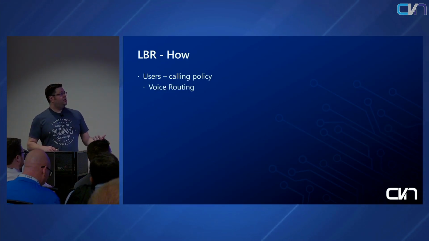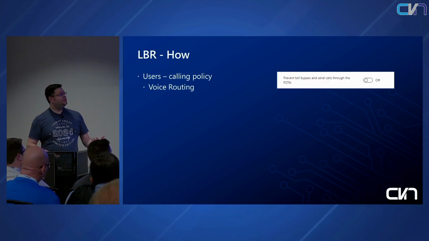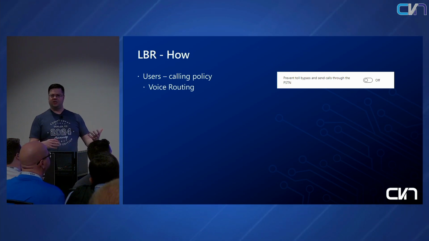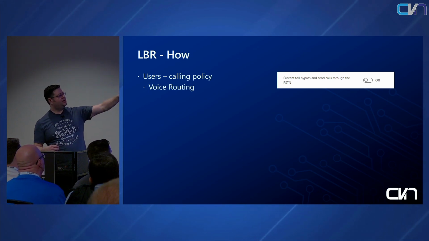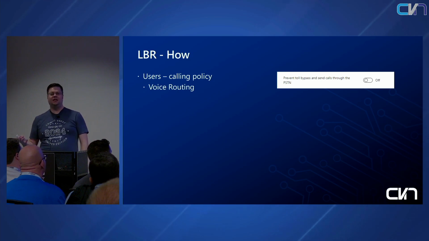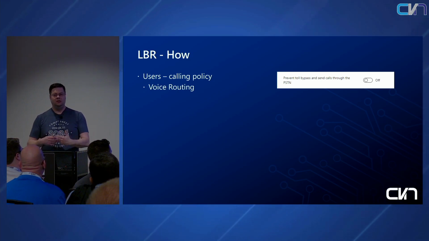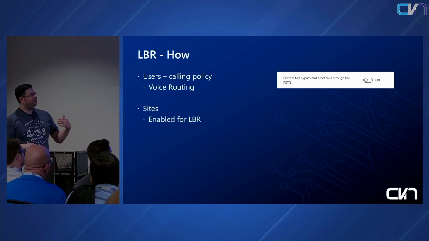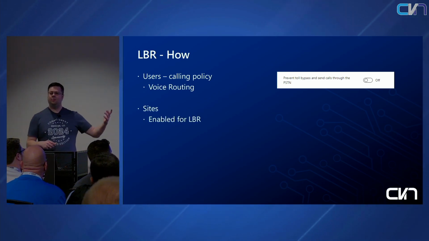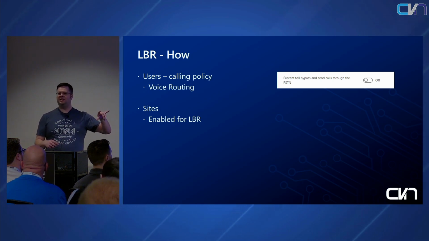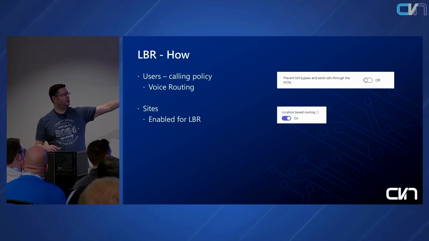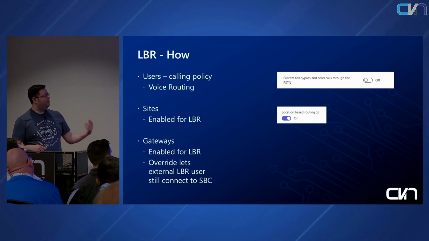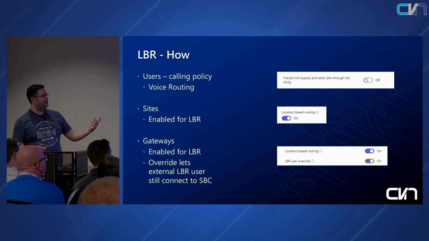You need to enable that inside the user's calling policy. There's a little toggle there, slightly confusingly named, given that the functionality is LBR, but it is "prevent toll bypass and send calls through the PSTN." It's basically like, don't do least cost routing, always send it out over the PSTN. We need to make sure that our site is enabled for LBR. When we were inside TAC, we had those other policies that we configure in the toggle box. There's a toggle box there for location-based routing. We need to make sure that we have turned that on. And then we need to make sure that the gateway itself has LBR enabled.